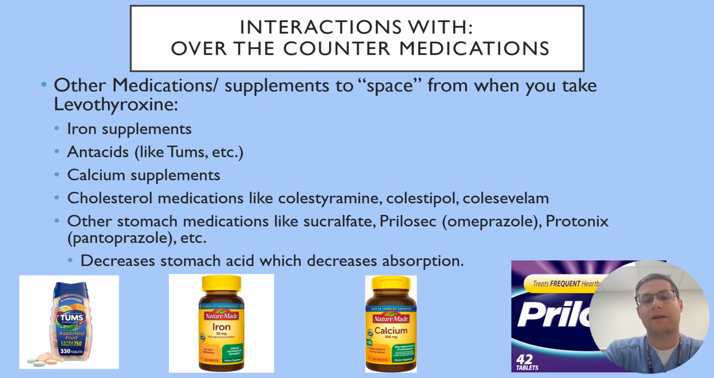Other stomach medications are also available over the counter, one of which is Prilosec, generically called omeprazole. This medication decreases stomach acid, which is essential for trying to absorb levothyroxine. So again, you'll see some pictures of these supplements and medications under here. These are things that you can see in the pharmacy or in the supermarket to help treat acid reflux or supplement your low iron. These are all things you should tell your doctor about that you're taking because they do interact with levothyroxine.